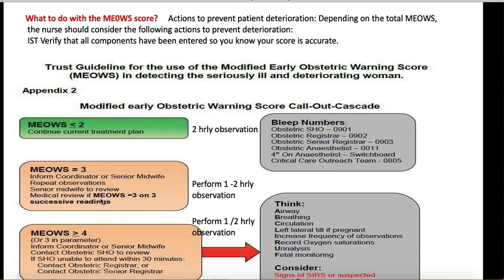Now coming to the score 4, or 3 in the parameters, or more than 4, perform half hourly observation. Inform coordinator or senior midwife. Contact obstetric SHO to review. If SHO unable to attend within 30 minutes, contact obstetric registrar or contact obstetric senior registrar.